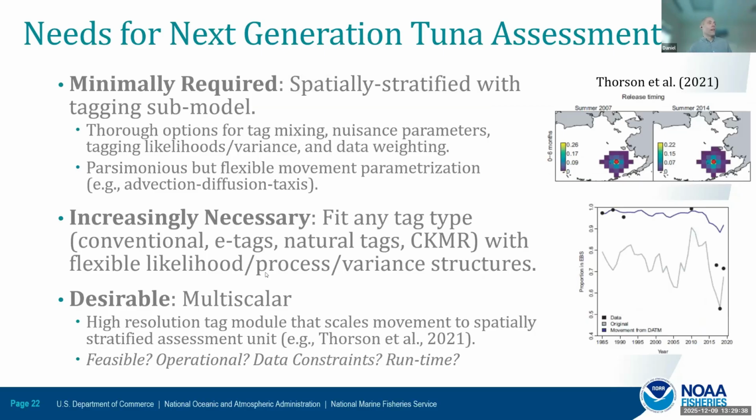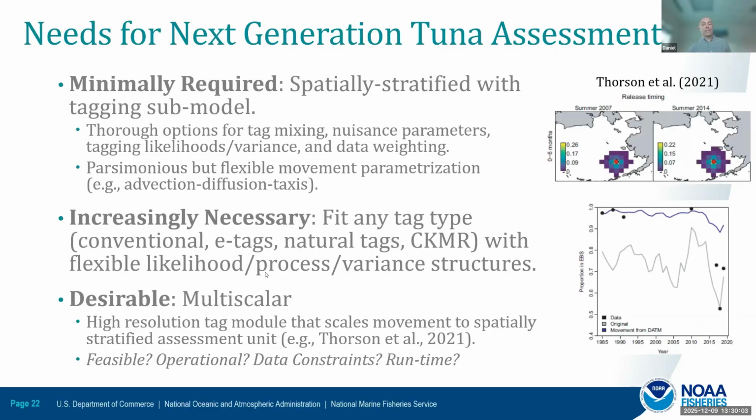And to wrap up, for recommendations for a next generation tuna assessment, I think what we have now, which is spatially stratified with tagging submodels and a lot of flexibility for how you handle nuisance parameters and tag mixing, and then also integrating what Jim and Matt were talking about with these highly flexible movement parameterizations that reduce the number of estimated parameters. Linking all that is probably what we need to have in the next one.